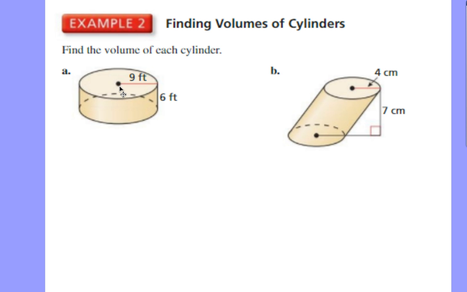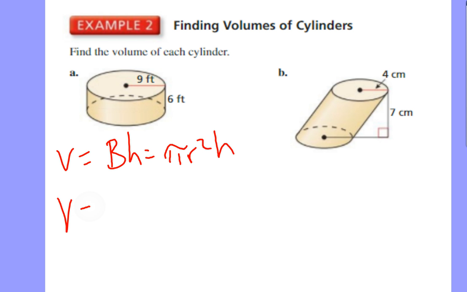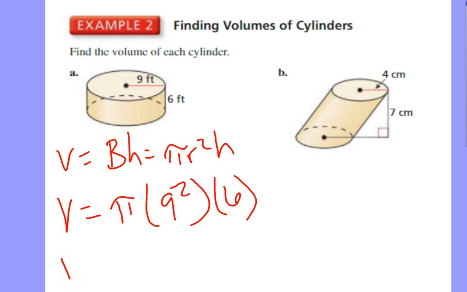So let's take a look here at an example. The volume, we know the volume is equal to big B times H. Because it's a cylinder, it's pi r squared times H. So the volume will equal pi times the radius squared times the height of the cylinder, which will give us 81 times 6 pi. Now, in the end, 81 times 6 is 486, so 486 pi. I'm going to go ahead and just leave it like that as feet cubed for this one, just because it's exact. Keeping pi in there keeps it exact as well.